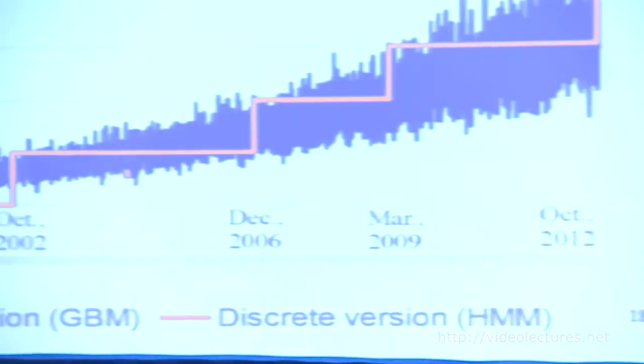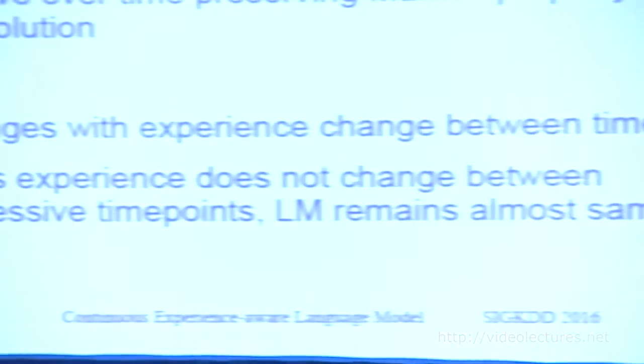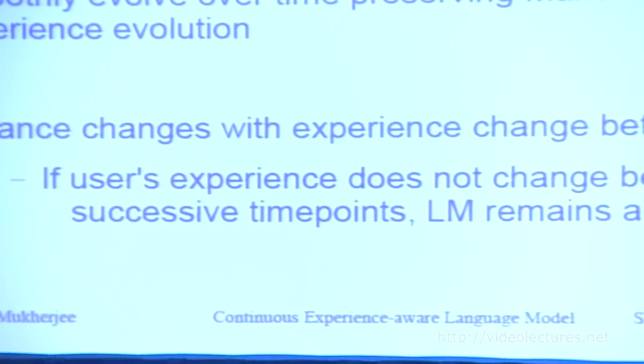Okay. Again to summarize, we are replacing this staircase kind of, or the discrete version of the hidden Markov model, with this continuous geometric Brownian motion process. Now, as we said, the user's experience is manifested in his writing style in the community. Therefore, the way the user's experience progresses in the community would also influence his writing style or language model, that is, it should also evolve continuously over time.